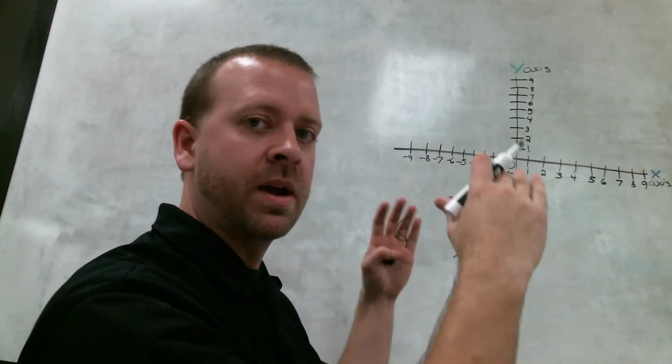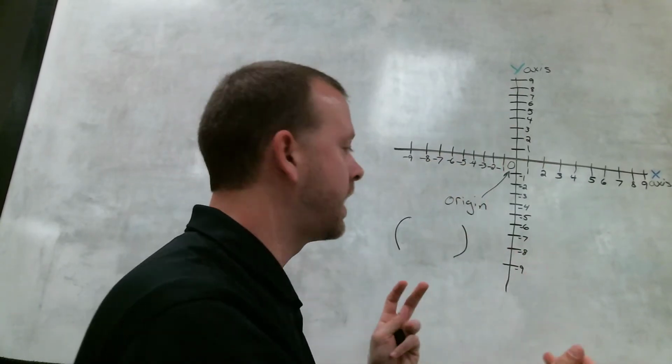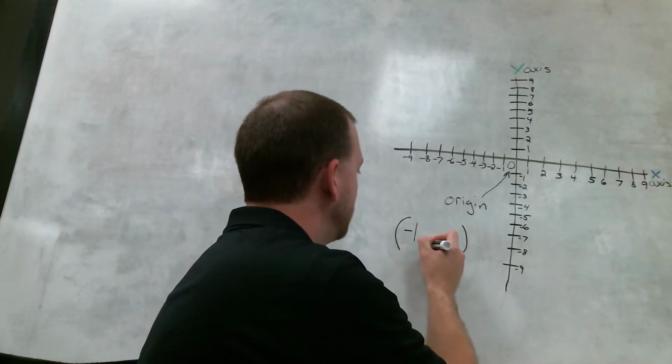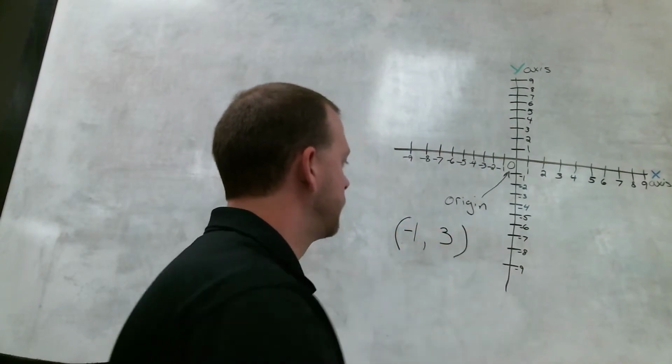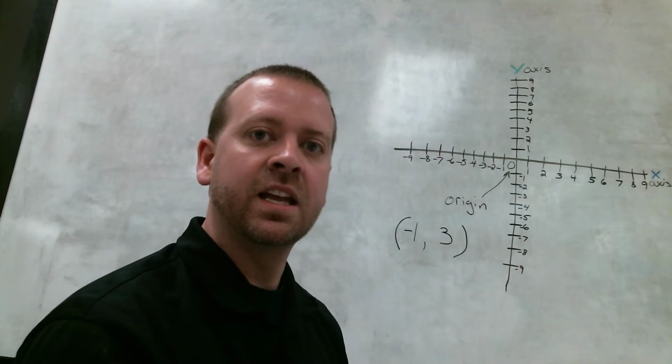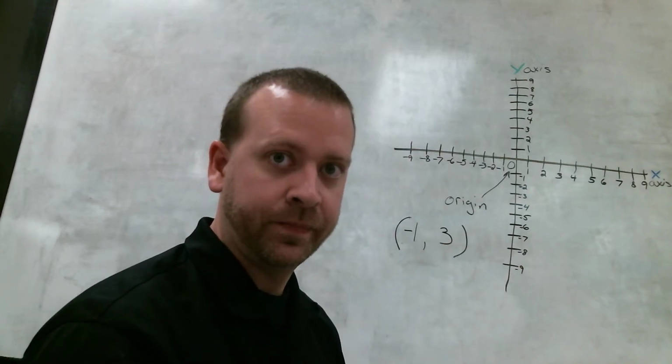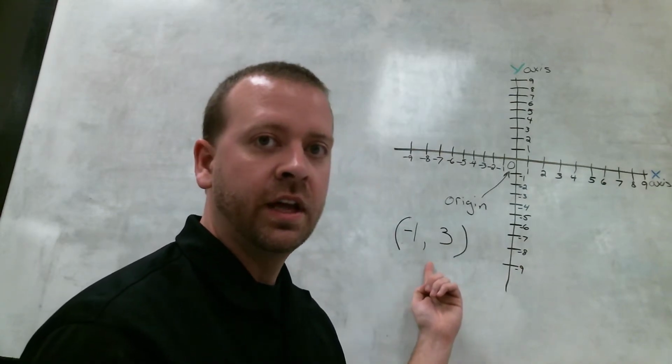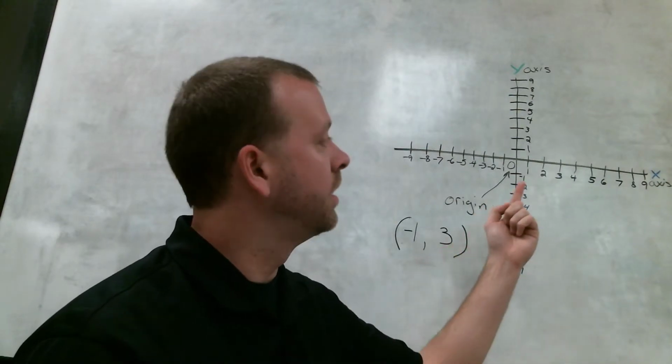And they're usually surrounded by parentheses. Okay? That is an ordered pair. That's -1 and 3.